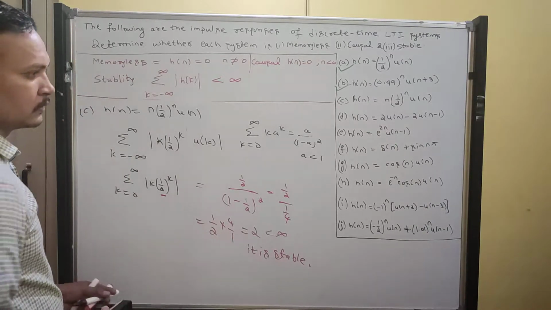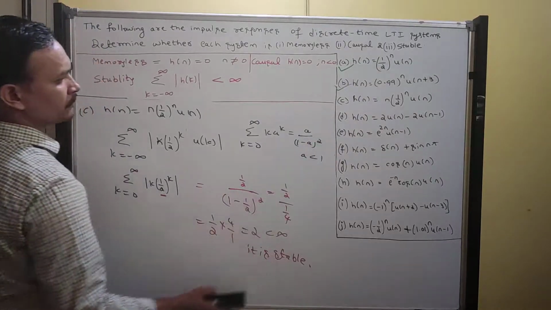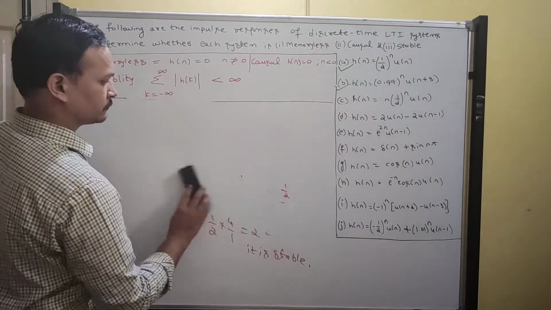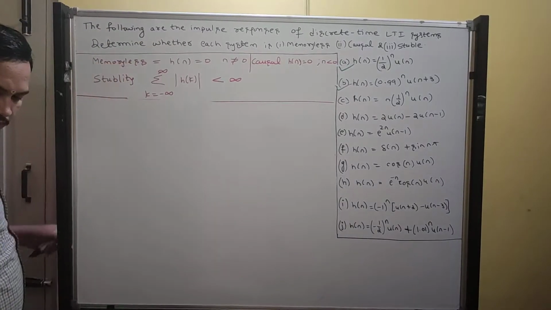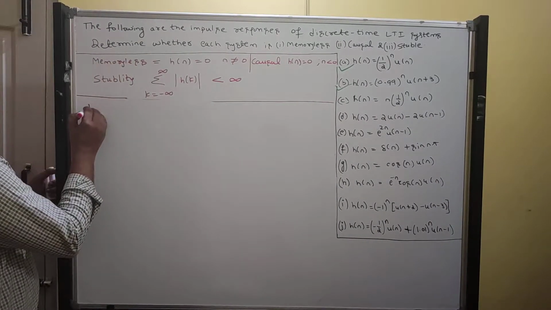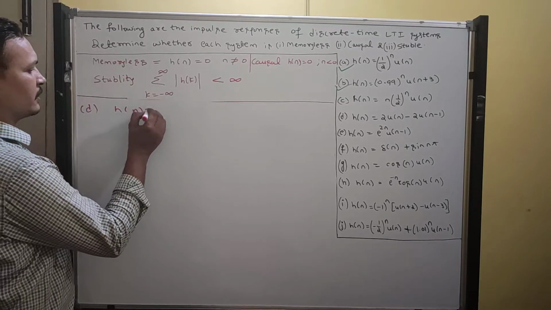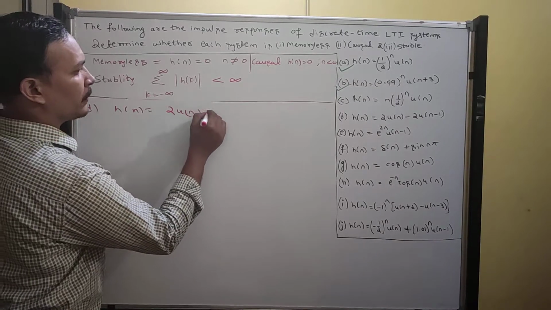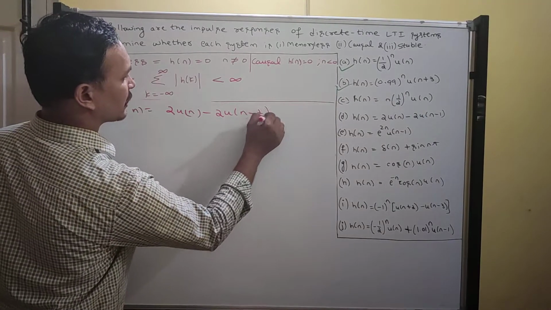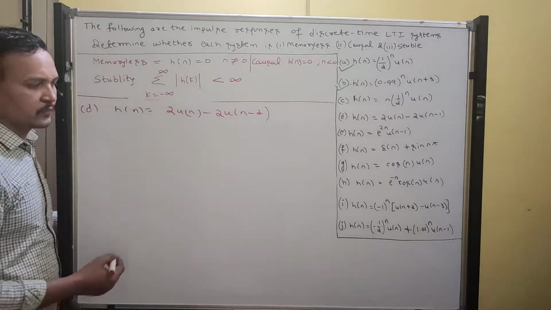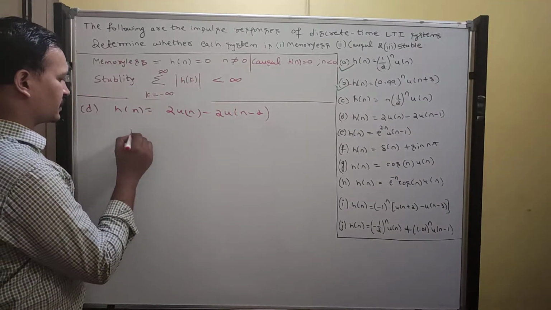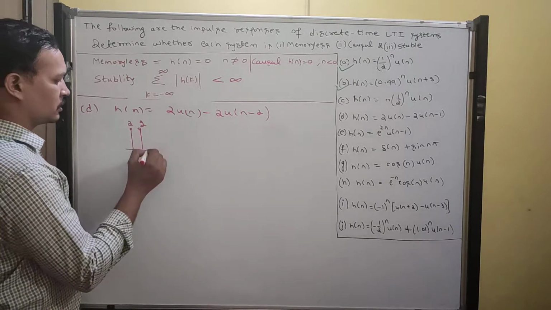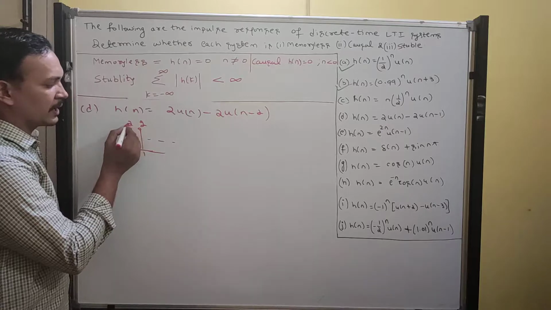Fine. Next, we can go to the next problem, h of n, question number D. What is the question? h of n is equal to 2u of n minus 2u of n minus 2. Now sketch this waveform. 2u of n can be sketched like this with magnitude 2 starting at 0, 1. So this will go till infinity with magnitude 2.